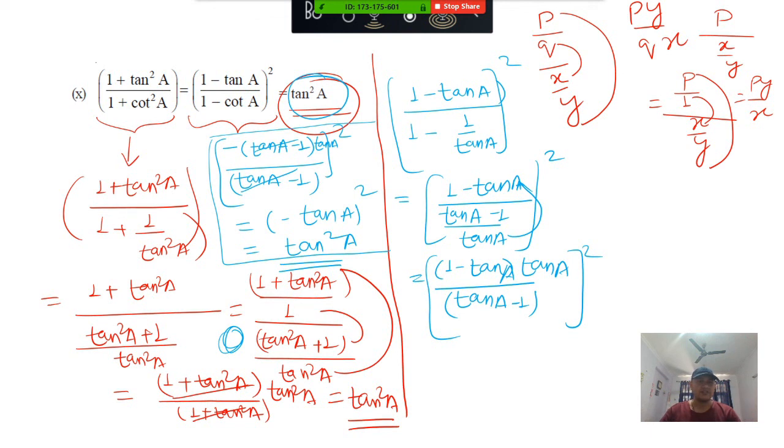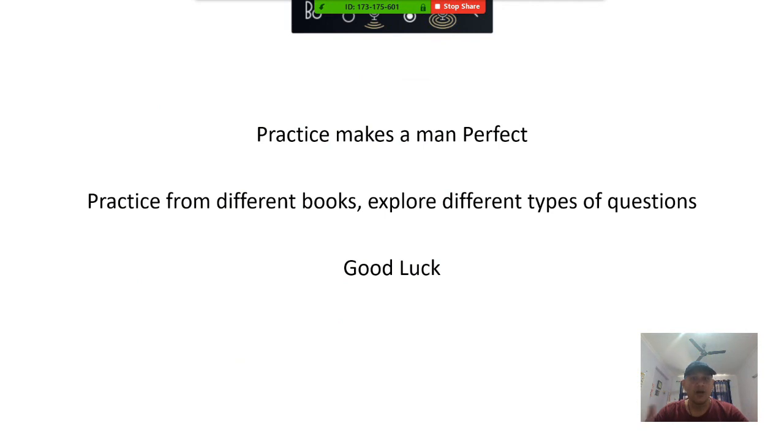So finally we get the result as tan square A from the right hand side as well. We solved the first term and the second term. We solved both terms and finally got the result tan square A. And now all these 10 questions are covered, and your 5 marks are secured. But still, practice makes a man perfect. If you practice, only then will you get good marks, because 5 marks are not sufficient to pass. You should practice a lot.